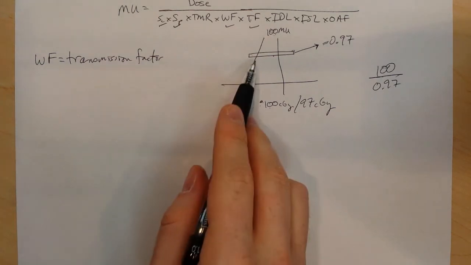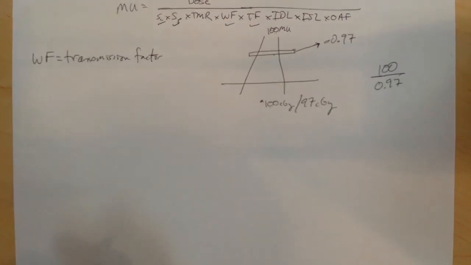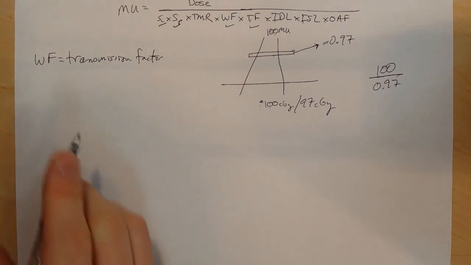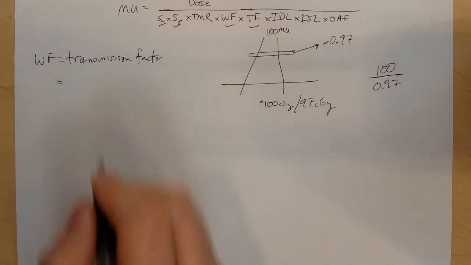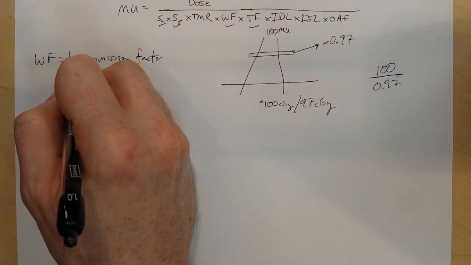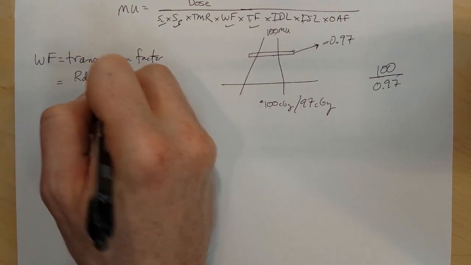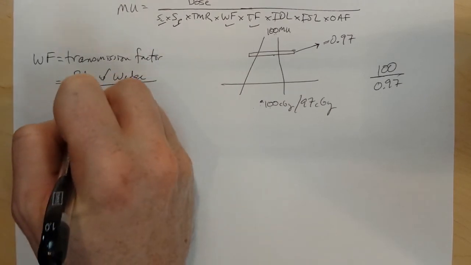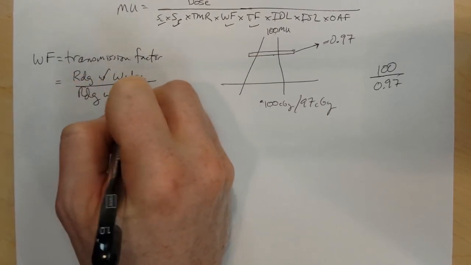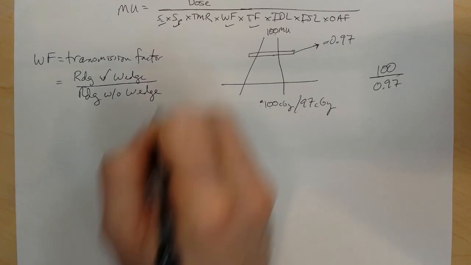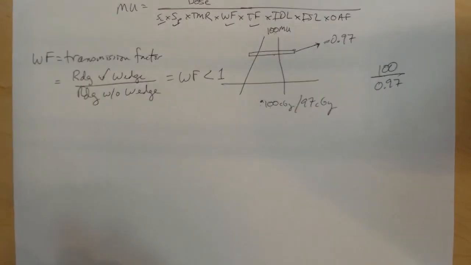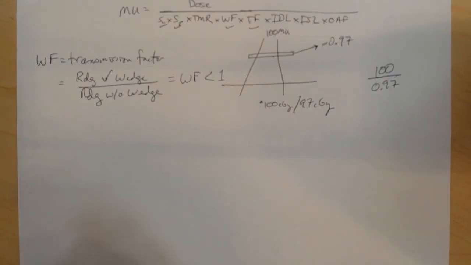And just like the tray factor, we have to account for the transmission or the attenuation of the beam in that wedge. So to measure the wedge factor, we take the reading with the wedge divided by the reading without the wedge. And that gives us our wedge factor. But the wedge factor will always be less than 1. Always. It has to.